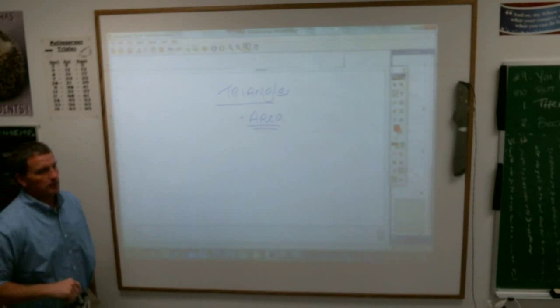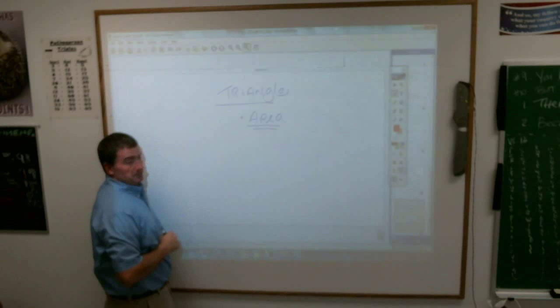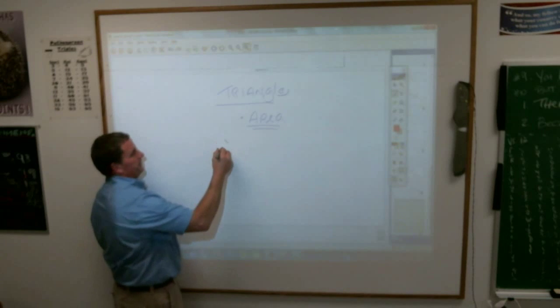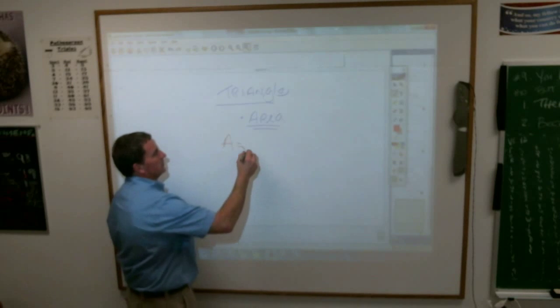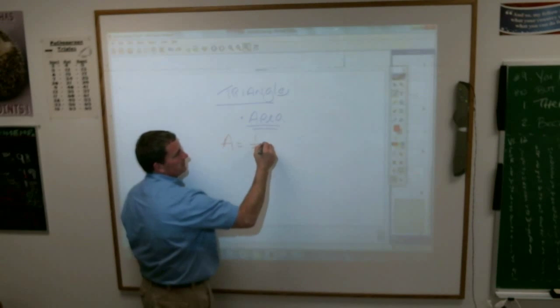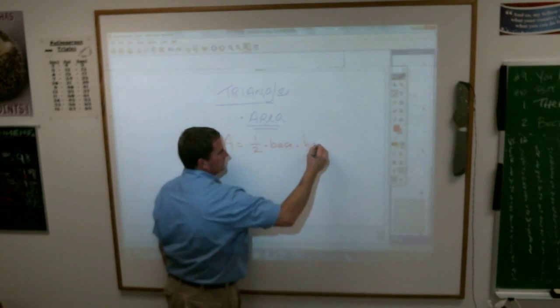Alex says side, right side by height. No, next. Area equals, Grace, 1/2 times the base times the height.